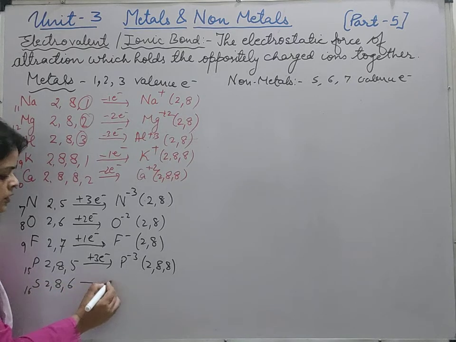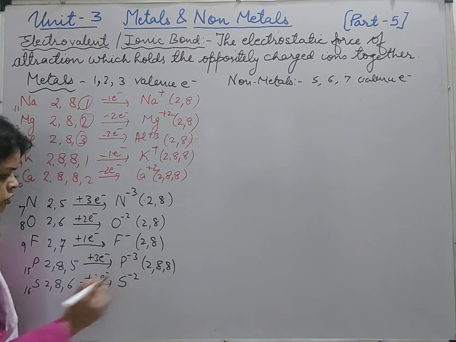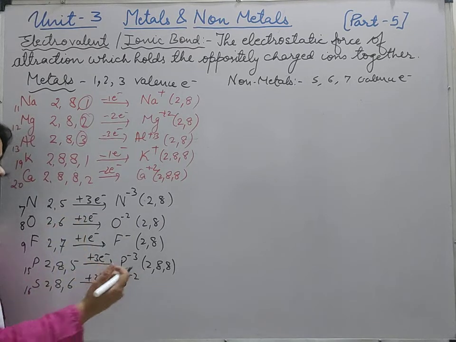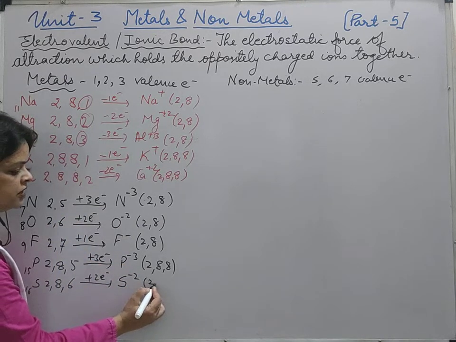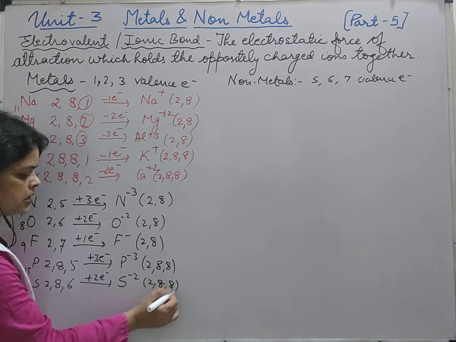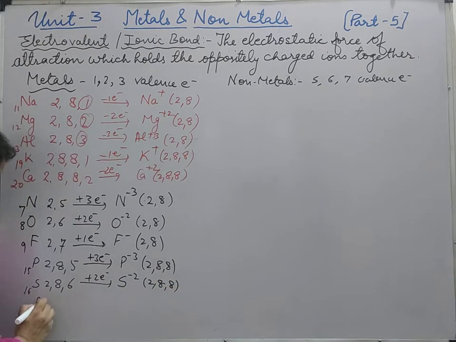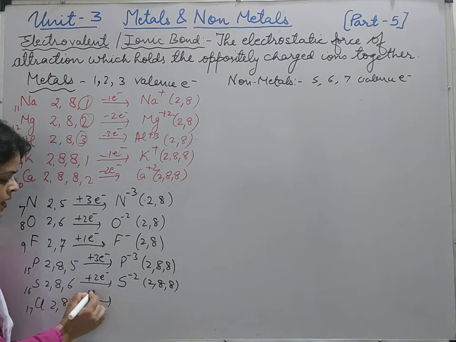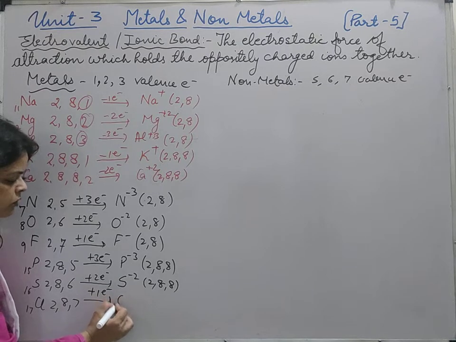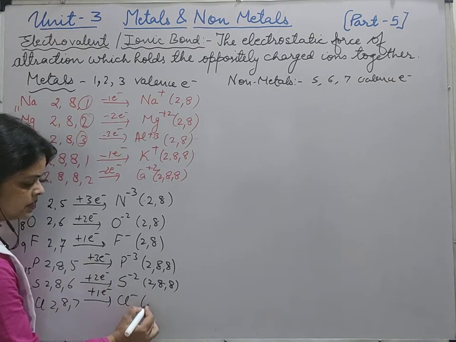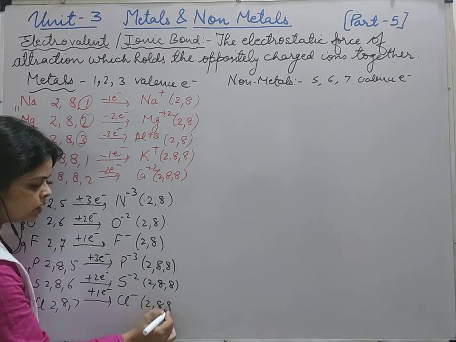So it can gain 2 electrons and form S minus 2, because on gaining 2 electrons the negative charge comes. The configuration becomes 2, 8, 8. Similarly, if you take chlorine, atomic number 17, configuration 2, 8, 7, it gains 1 electron and forms the chloride ion, which has the configuration 2, 8, 8.